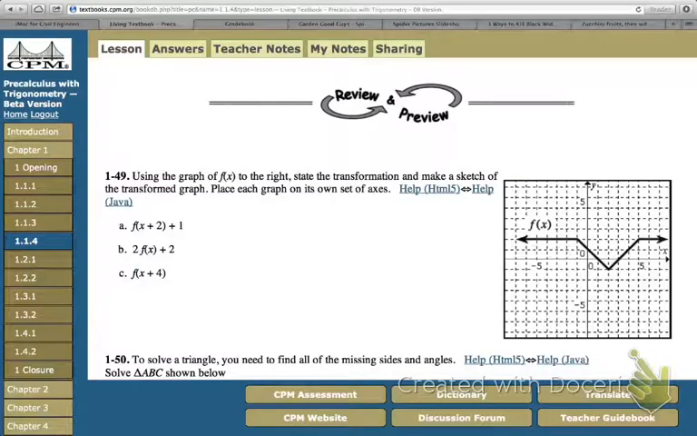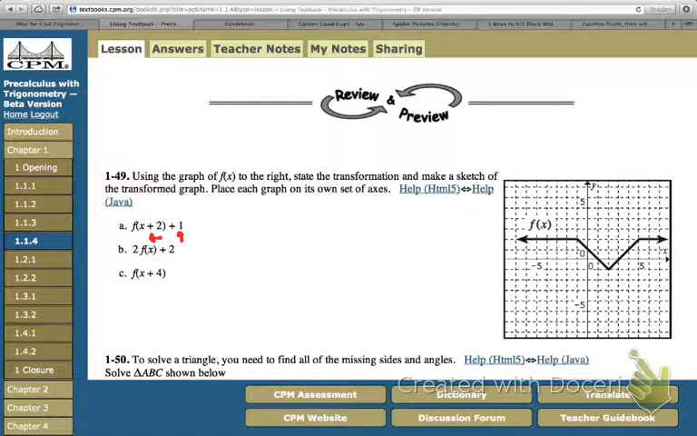I'm going to answer question 49 for you. So we're going to look at, really, we can just look at, I think, B, because A is pretty straightforward. You're going to take the major points and shift them 2 to the left and 1 up. B, however, you have a stretch, which you're going to do first because it's multiplication, and then secondly, you're going to shift, you have a K shift of up 2.